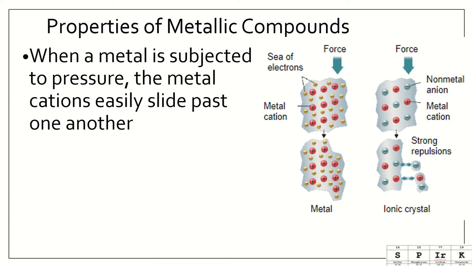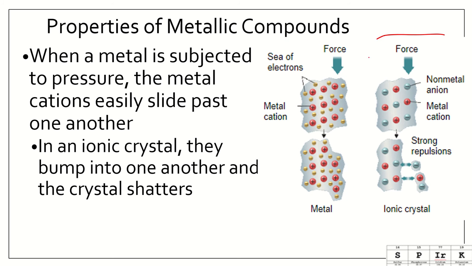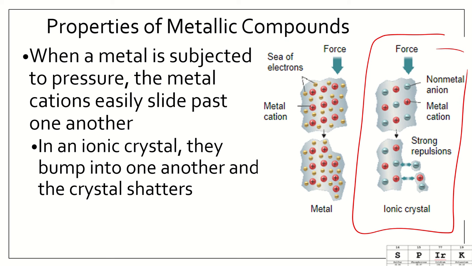So when a metal is subjected to pressure, the metal cations easily slide past one another, like what we just saw, and we can look at that here. Because again, those delocalized electrons are acting as a glue. However, in an ionic crystal, they bump into one another and the crystals shatter. So look here how the positives and negatives are lined up. But if we hit them with a hammer, we might end up where the negative is next to a negative, the positive is next to a positive, and that is what causes crystals to shatter because those like charges repel one another.